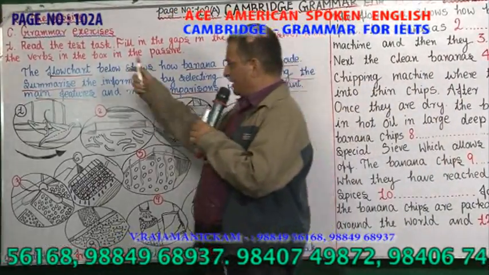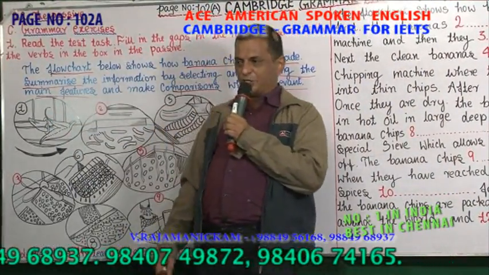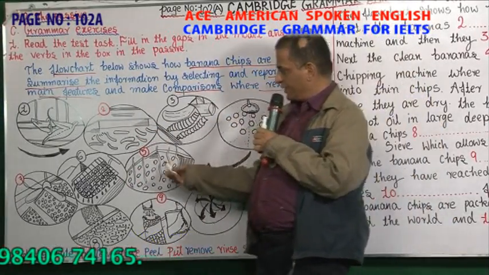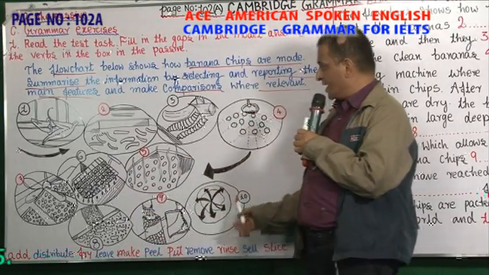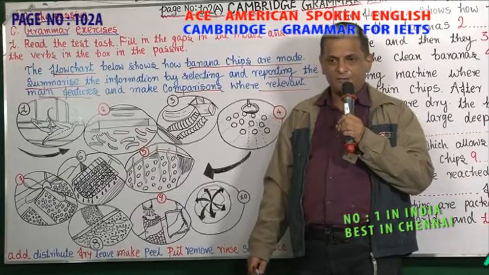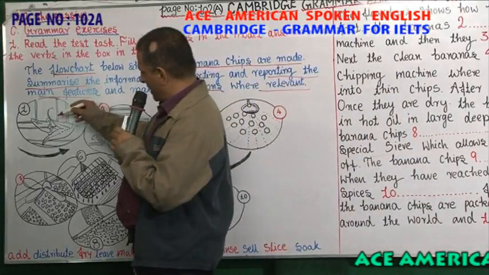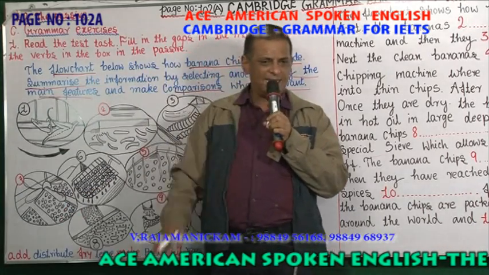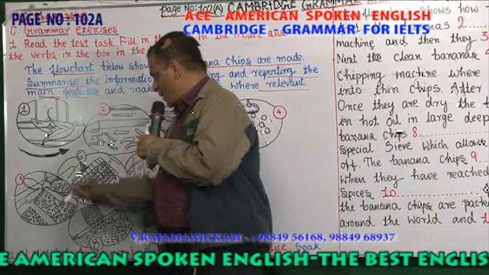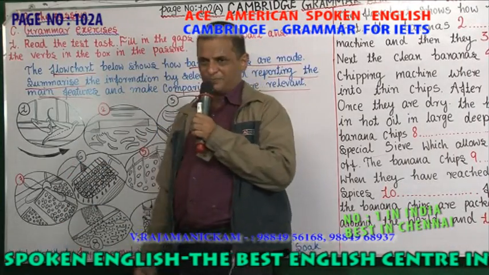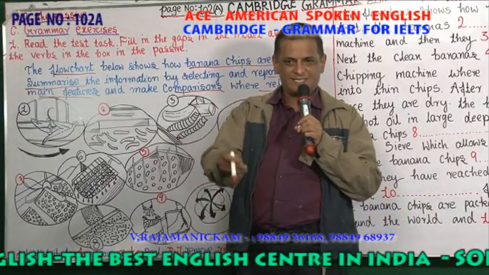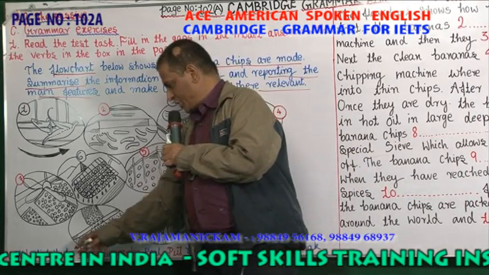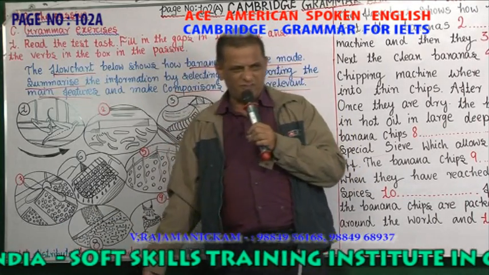So the picture here, the first step to make banana chips. Number 2, number 3, number 4, number 5, number 6, number 7, number 8, number 9, number 10. Ten diagrams are given. You see in the first diagram something like a banana. It is peeled. What do you mean by peeled? You remove the layer, the skin. Add. You are adding something, right? You are adding some ingredients to make banana chips more hot or tasty. Distribute. You are distributing. Fry. You know what you mean by fry?